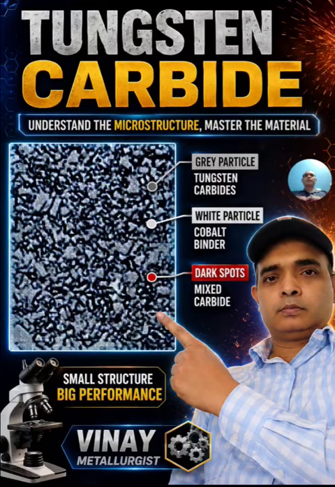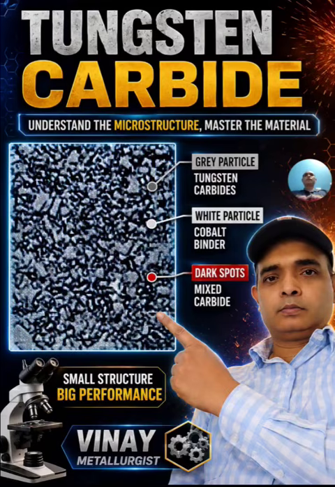Dark spots generally represent mixed carbide, eta phase, complex carbide and local etching effects. Depending on manufacturing conditions, these dark areas may contain carbides formed from tungsten with other alloying elements. Small quantities are acceptable, a large amount may reduce mechanical properties.